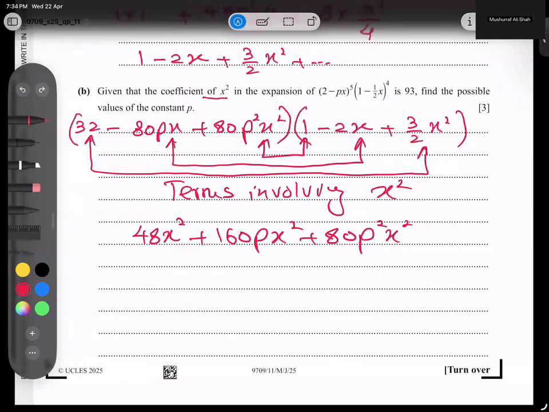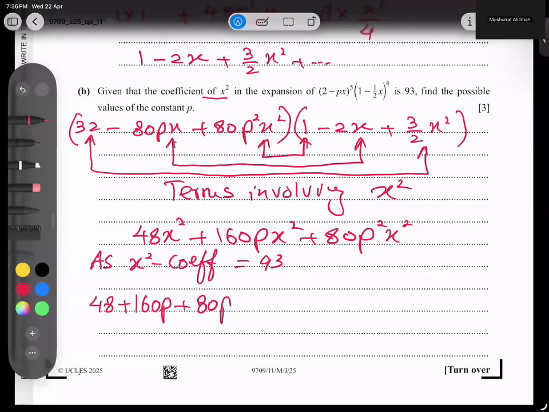So it means I will take the coefficients. I will not take x square and x square. So as the x square coefficient is equal to 93, I'm writing now here 48 plus 160p and plus 80p square equal to 93. As I said before, I remove all the x squares. Now I'm going to complete the equation: 80p square plus 160p, and this goes there, and I can say it is coming with me negative 45. Yes, negative 45. So 48 minus 93, negative 45.